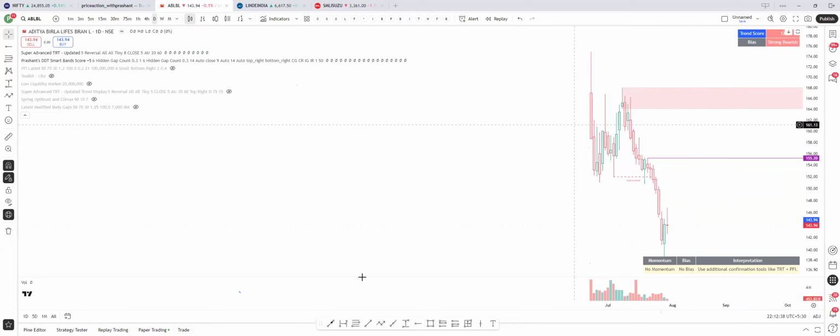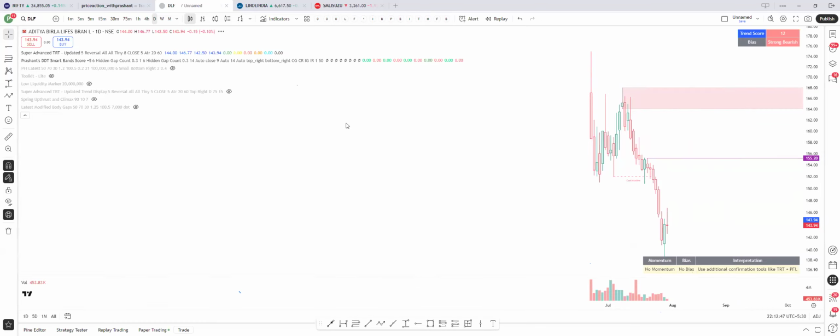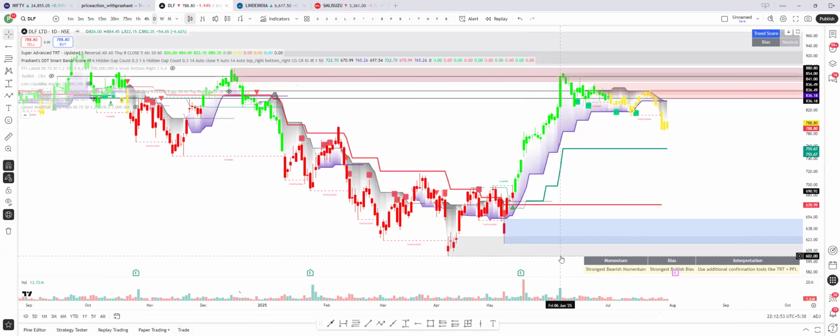Nuvama seems to be in phase E. Yes. Then DLF. So what is your question in DLF? I have invested in that, so I want to check what will be the further course.